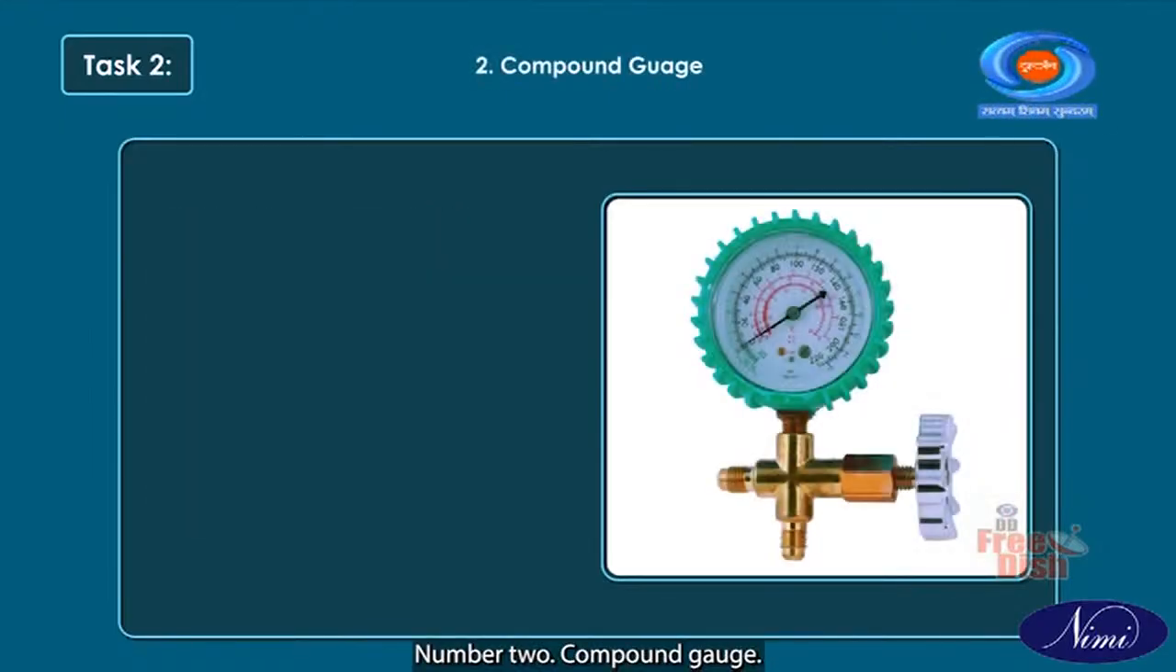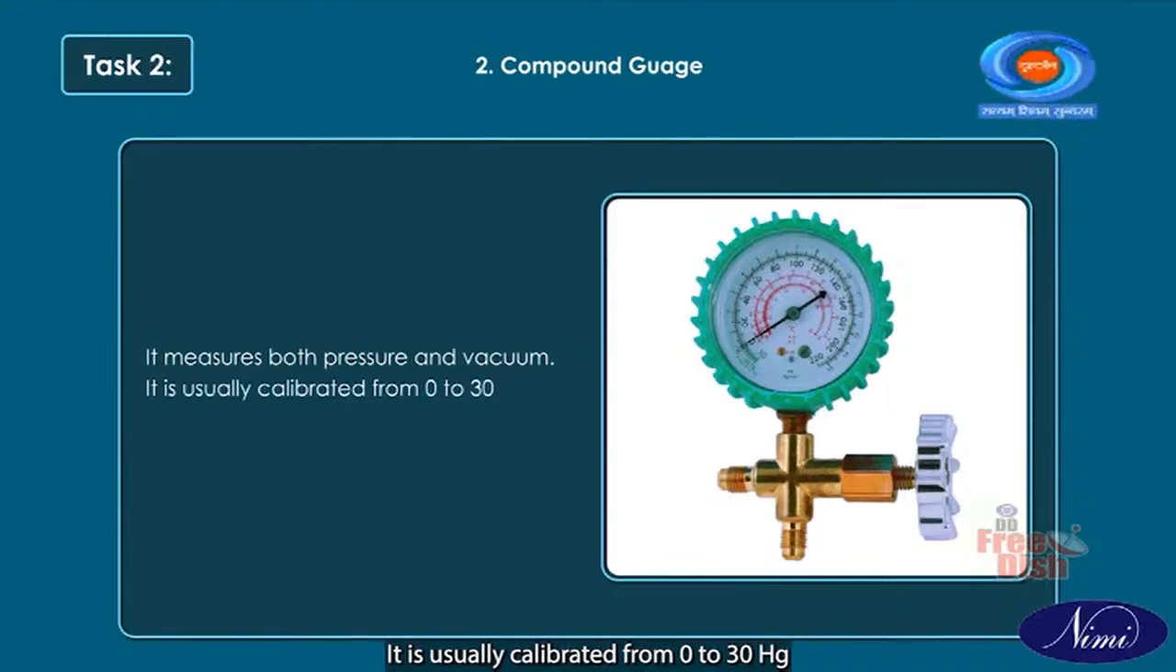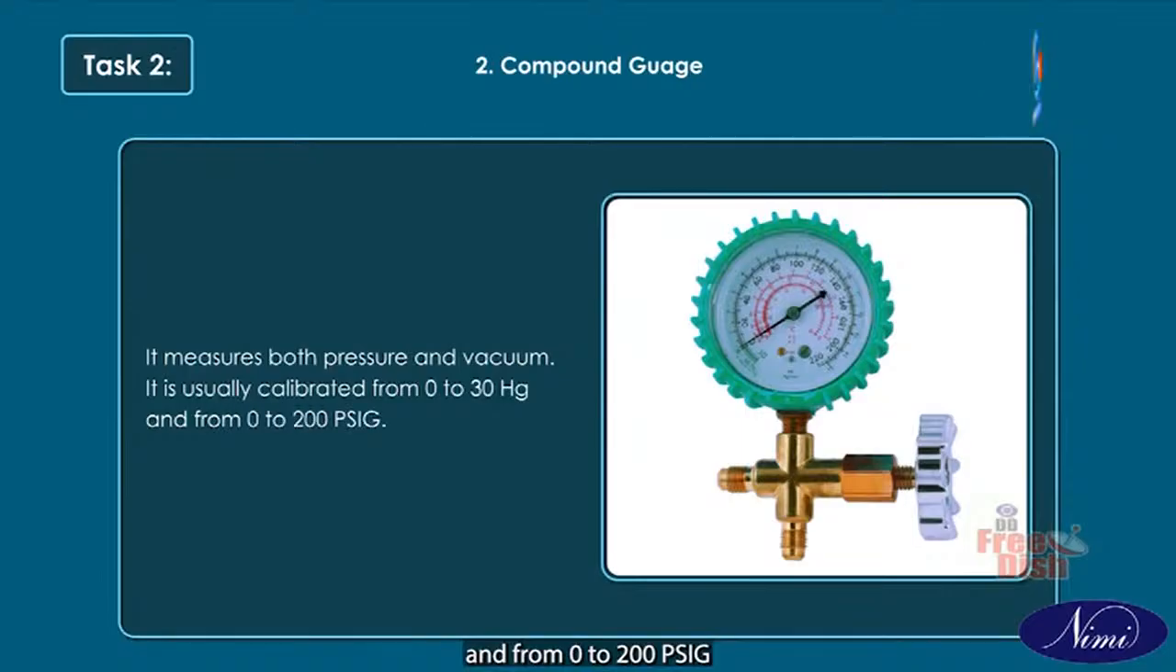Number 2. Compound gauge. It measures both pressure and vacuum. It is usually calibrated from 0 to 30 inches Hg and from 0 to 200 psig.